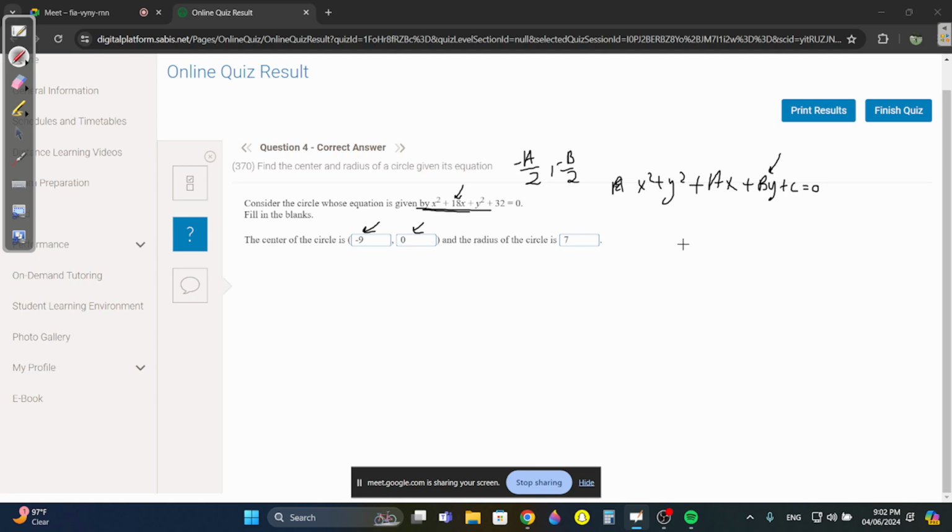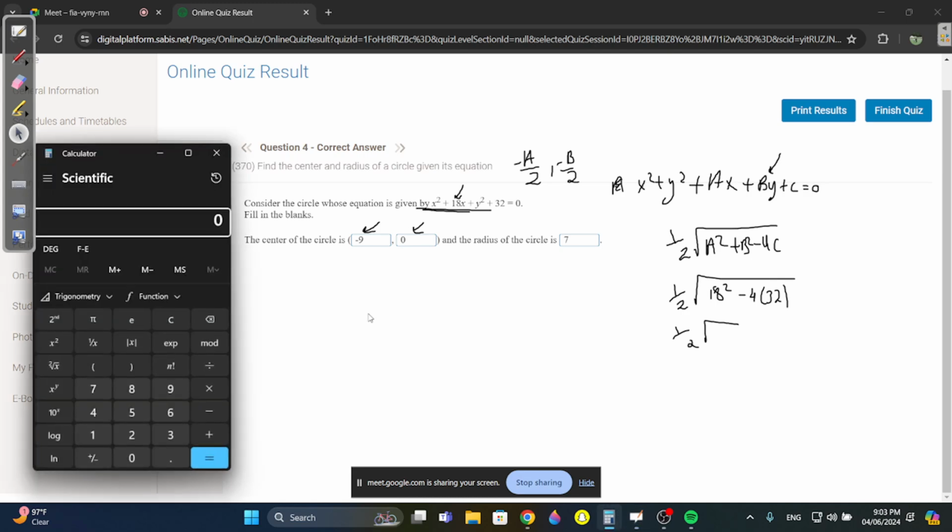Now the radius. Remember always that the radius is half the root of a² + b² - 4c. It's going to be half root of a², which is 18 squared, and since there's no b, just skip it, minus 4 times 32. Let's put up the calculator. 18 squared minus 4 times 32 is 196. And root 196 is 14. So the radius is going to be 7.